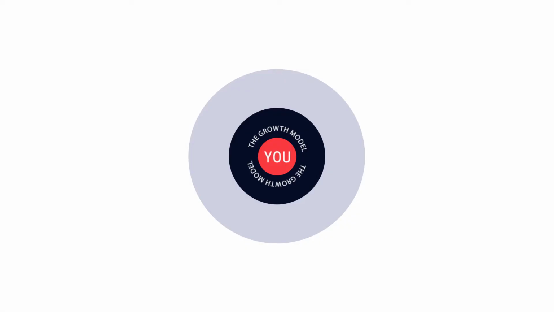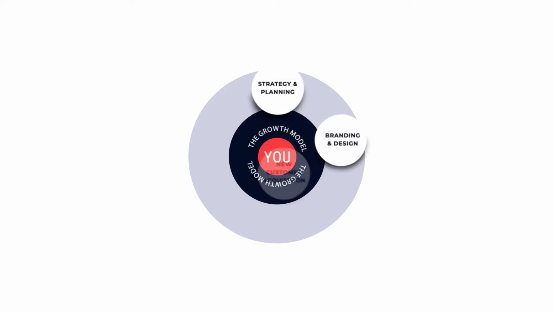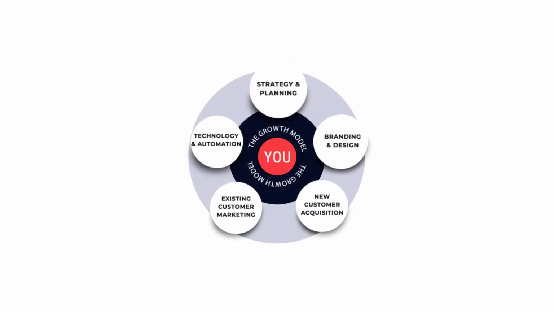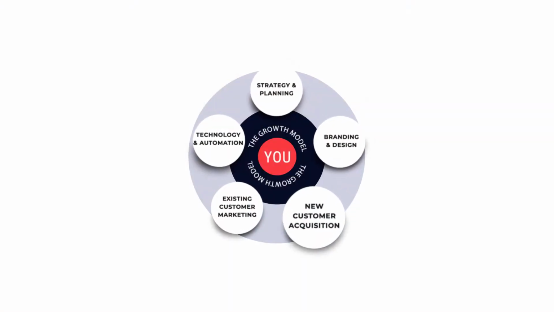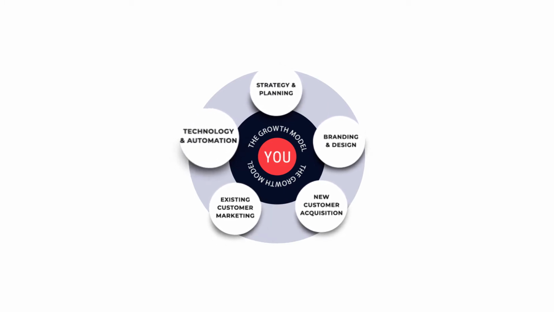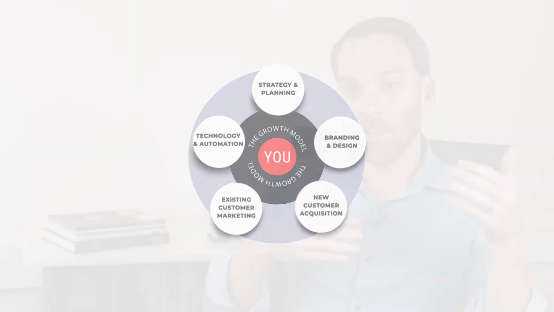So once we then have that understanding of exactly the baseline of where the company is, it then allows us to make recommendations for where the marketing focus needs to be. The second tier is then the 5 pillars of focus that we have, and that's around strategy and planning, branding and design, new customer acquisition, existing customer marketing, and then technology and automation. And each of these pillars play a really vital role in the growth of the business.